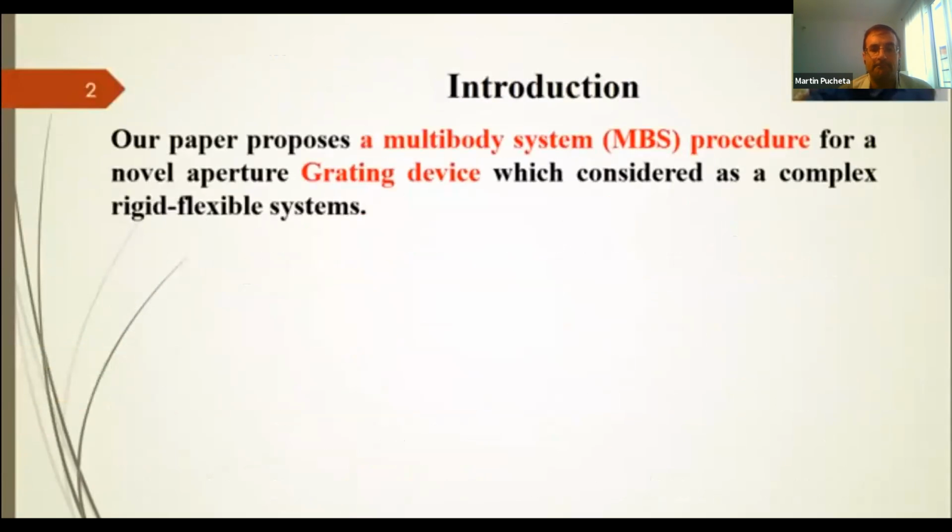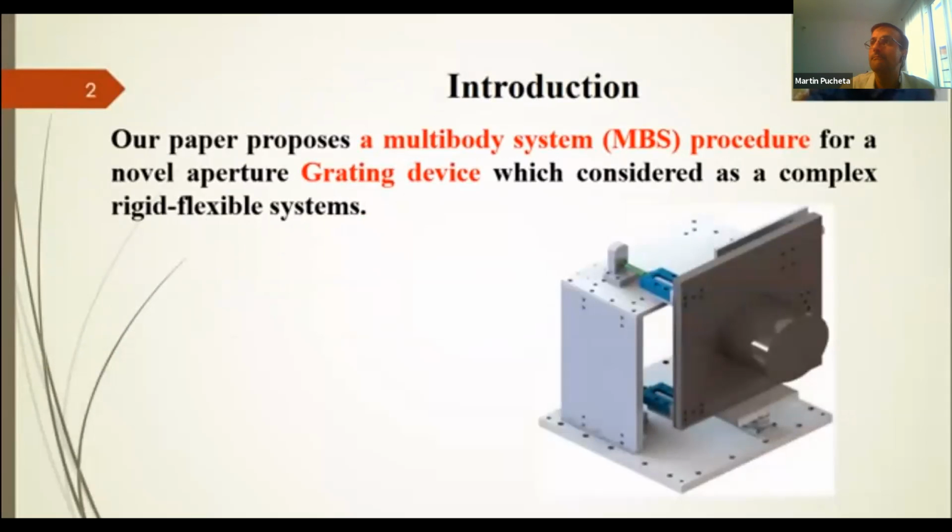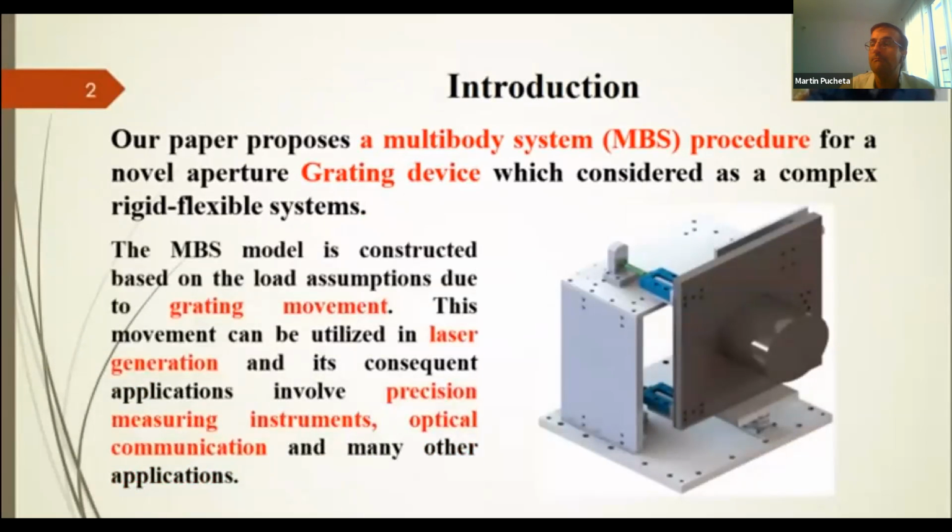Our paper proposed a multi-body system procedure for a novel aperture grating device, which is considered a complex rigid-flexible system. The multi-body model is constructed based on assumptions due to the grating movement. This movement can be usefully utilized in different types of applications like laser generation and optical communication.